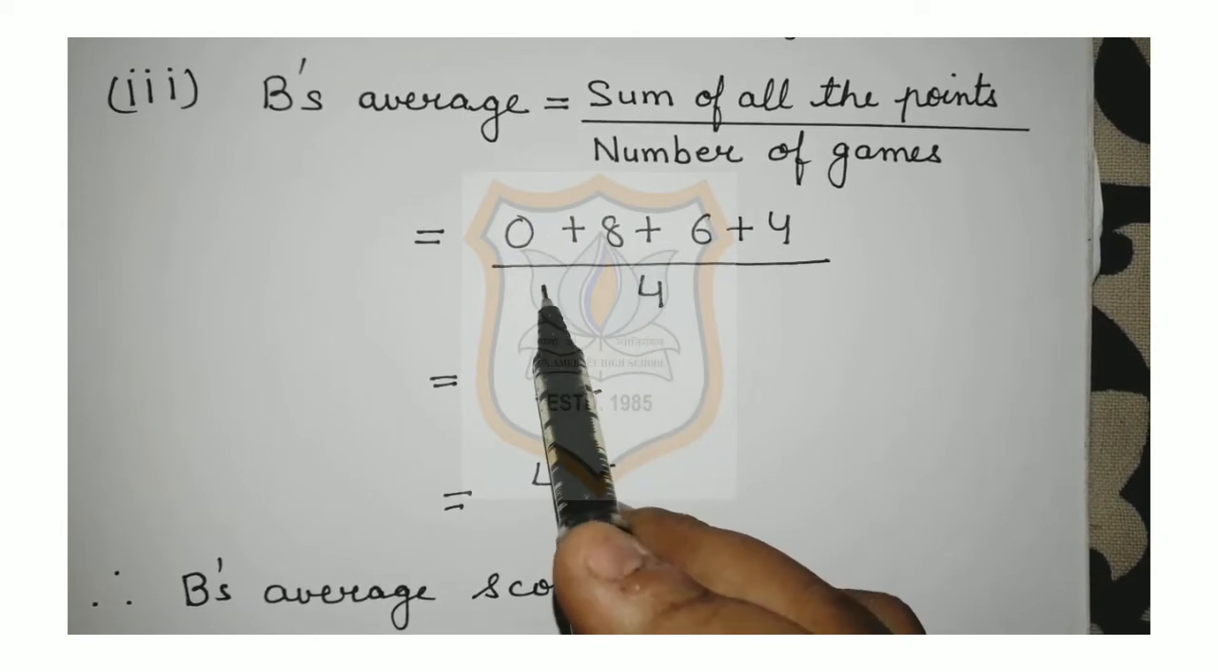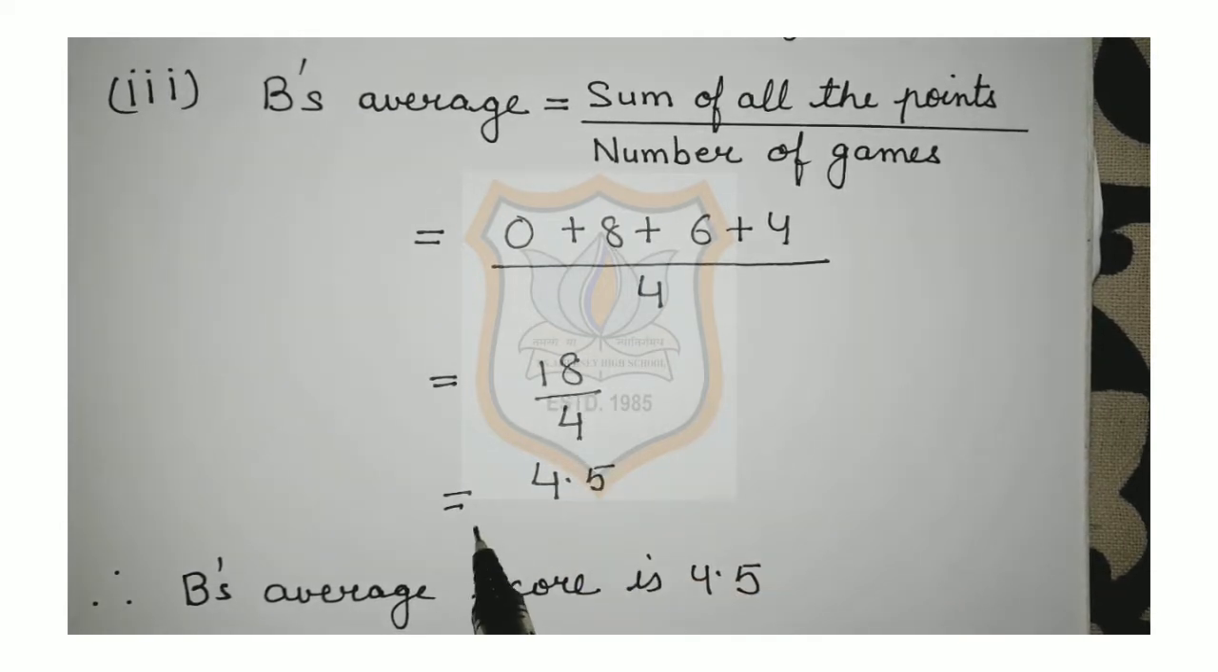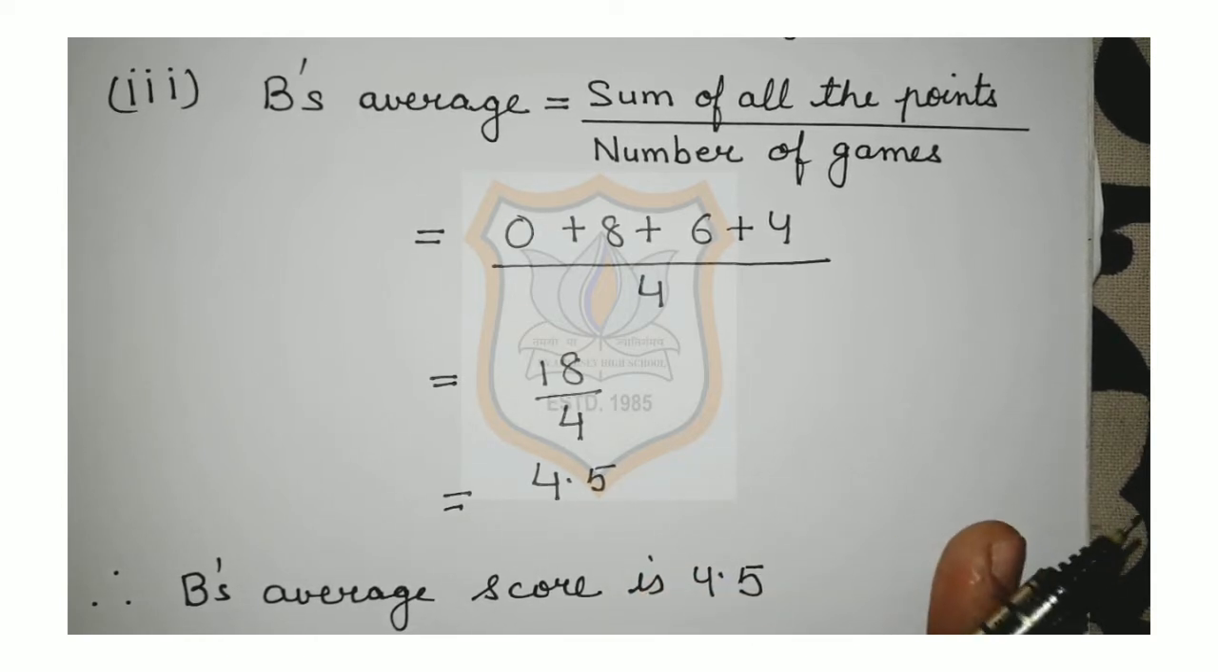So 0 plus 8 plus 6 plus 4 is equal to 18 upon 4. 18 divided by 4, our answer will be 4.5. So we can say that B's average score is 4.5.